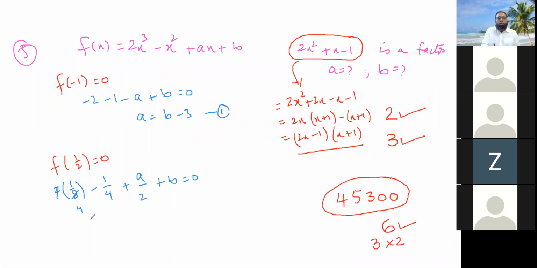Let's multiply the whole equation by 4. So we should be getting 1 minus 1 plus 2a plus 4b, that is equal to 0. So we have a equal to minus 2b. That is your second equation. So if you solve them simultaneously, you must be able to get the values of a and b. I hope I have given you a satisfactory solution to this problem.